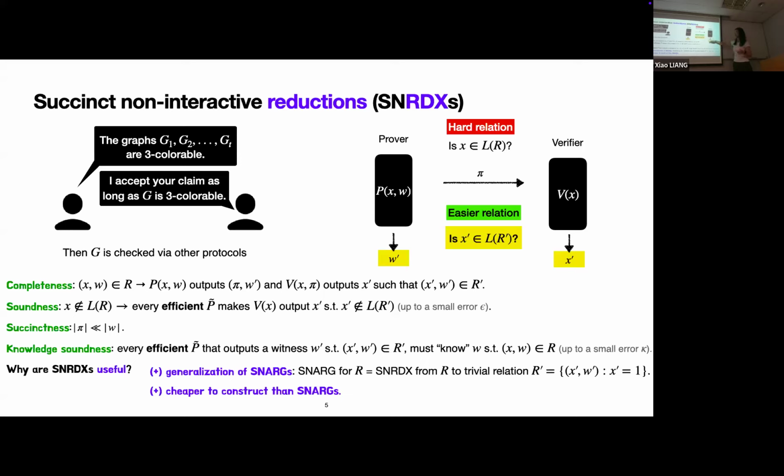bit. Like maybe you just need to output a new graph G, such that whenever all of those graphs are 3-colorable, this graph G is 3-colorable. But whether G itself is actually 3-colorable is then checked via other protocols. This is shorter. As a notion you generalize, but as a construction you can sometimes skip some steps. In the end of the day, it all depends on how do you define cheaper, right?